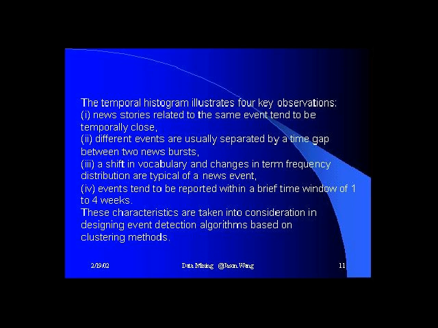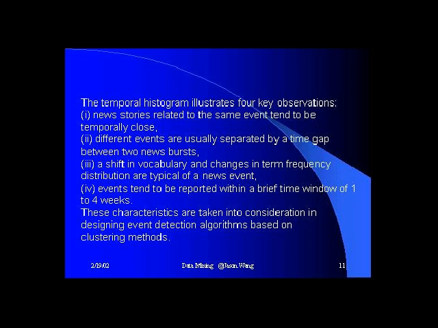So the temporal histogram illustrates 4 key observations. First, news stories related to the same event tend to be temporally close. In these particular days, everybody is talking about this particular event, so many news stories are published about it, and they are close together in this week or perhaps this month. But after this month, people's attention might shift to another new event. Second, different events are usually separated by a time gap between 2 news bursts.